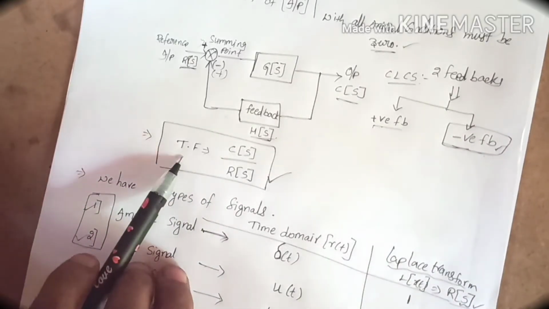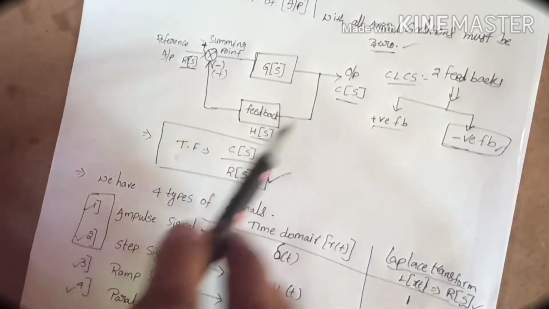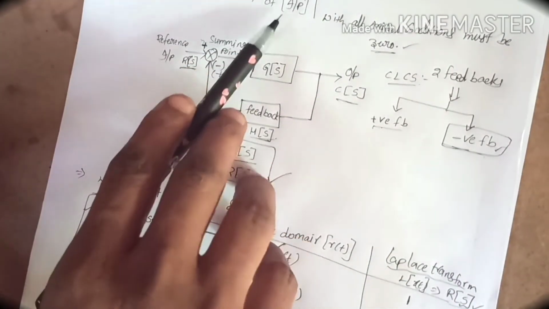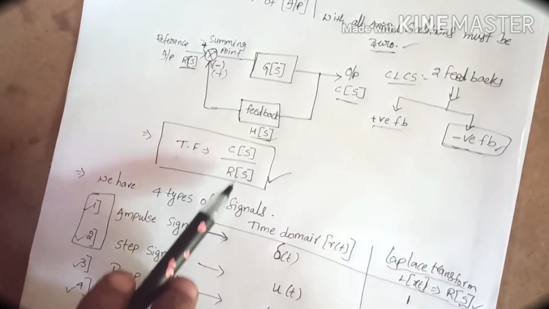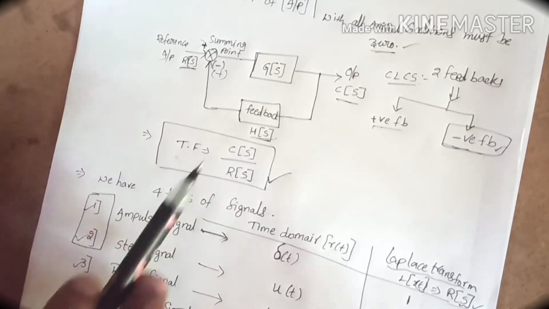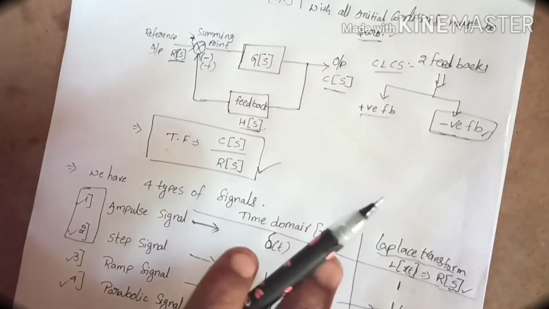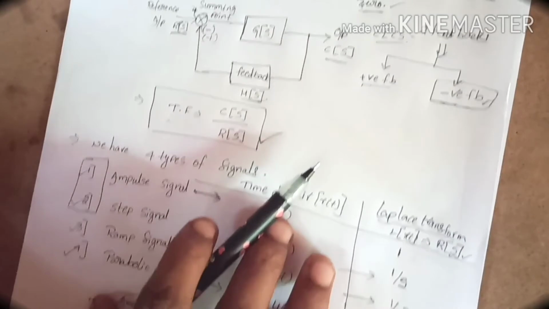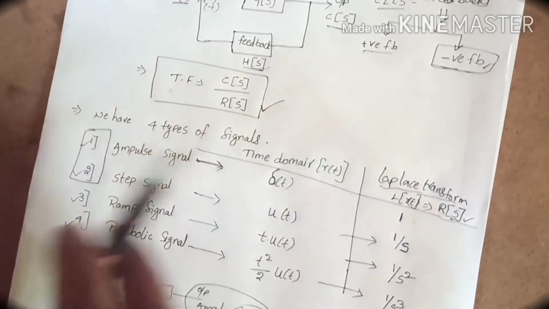So transfer function equals C of S, output by input, that is C of S by R of S. So this is clear about transfer function, everyone. Let us come to the next topic.